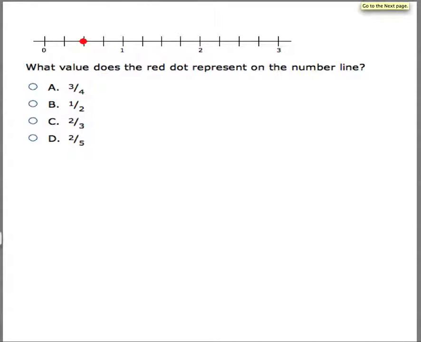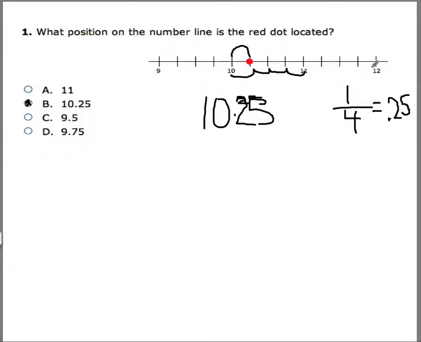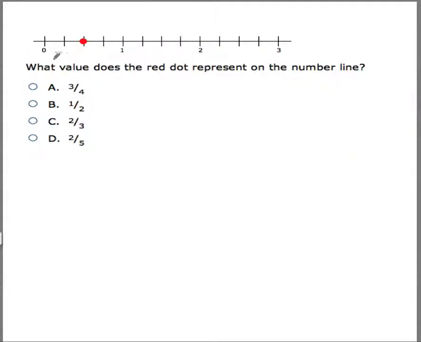What value does the red dot represent on the number line? So we take a look back and sort of step back to see, okay, where does our number line start? This starts with 0 and it goes all the way to 3. You remember the last page went from 9 to 12. Don't let that confuse you on a test. Sometimes it might confuse you. So be sure you take a real good look at what your number line starts with and ends with.